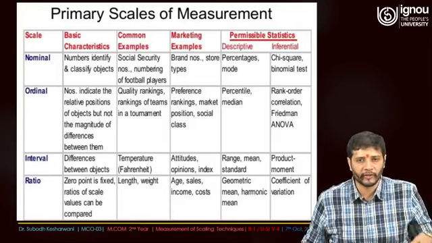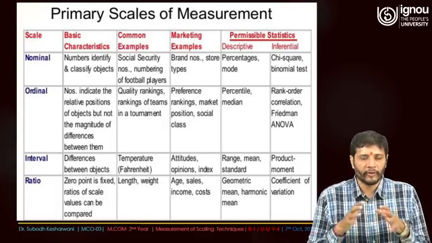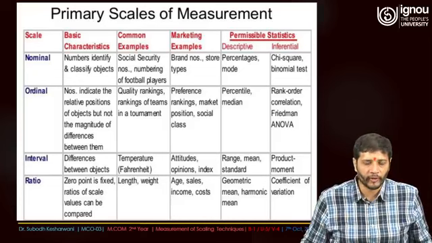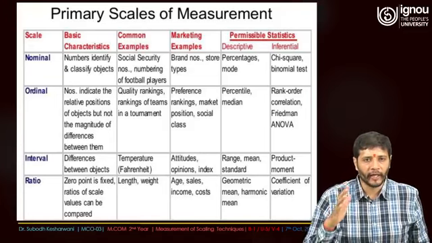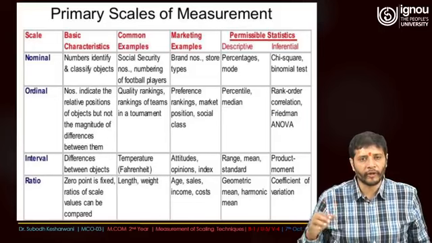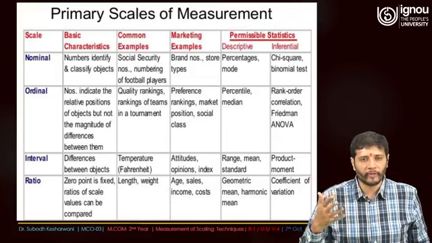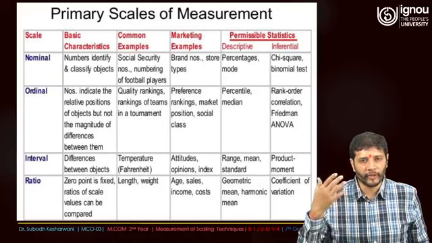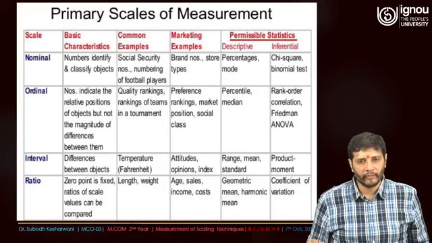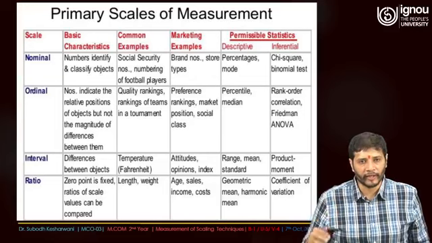Now the third scale, which is one of the foremost ingredients as far as the primary scales are concerned, is the interval, because it's not directly hitting, but there are certain intervals. The example which I have quoted is people who are in the age bracket of 20 to 30 years, 30 to 40 years, 40 to 50 years. So certain intervals need to be taken. So differences between the objects, and the common example is temperature, Fahrenheit, and the marketing example is attitude or opinions or indexing, which we used to do. When we talk about this particular term called indexing, we will definitely throw light on that. And here we are going to use the range, mean and standard deviation.